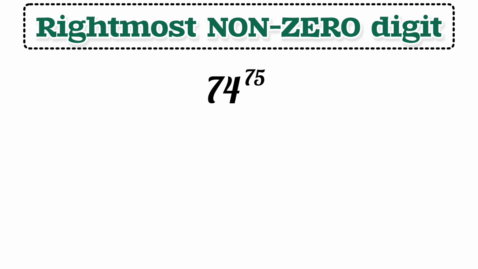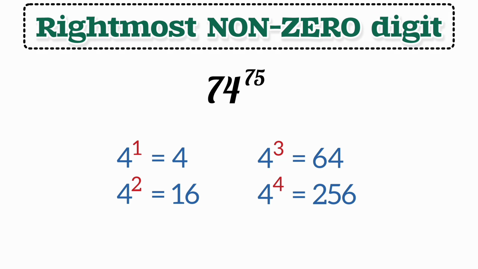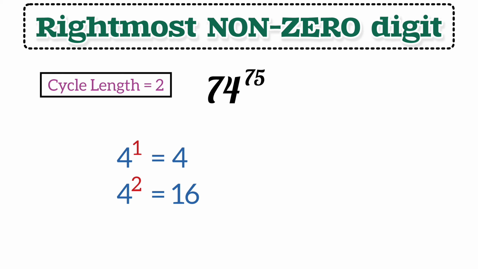Second, 74 raised to the power 75. Here, the rightmost non-zero digit of the base is 4. Look at values of powers of 4. 4 to the power 1 ends in 4. 4 cube also ends in 4. So the pattern is repeating after every second term, making cycle length 2.